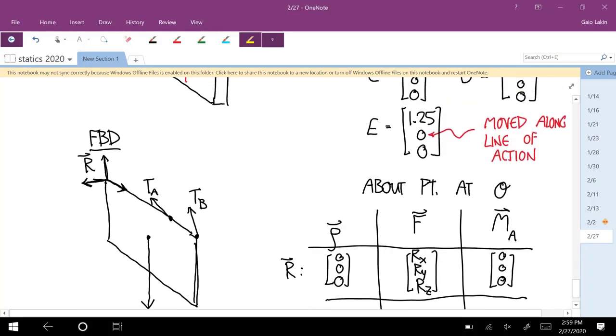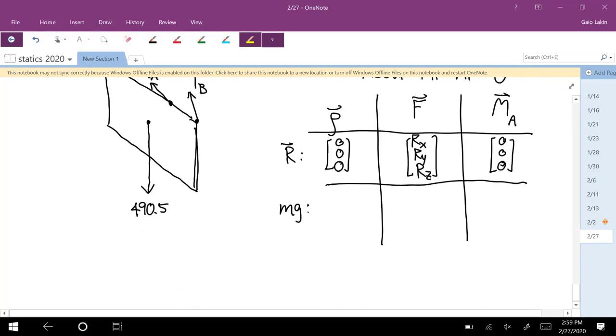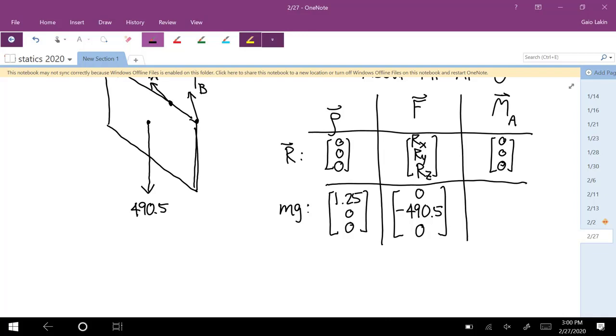So the row vector is just going to be 1.25, 0, 0. The force is 0, negative 490.50, 0. And that cross product is 0, 0, negative 613.13.